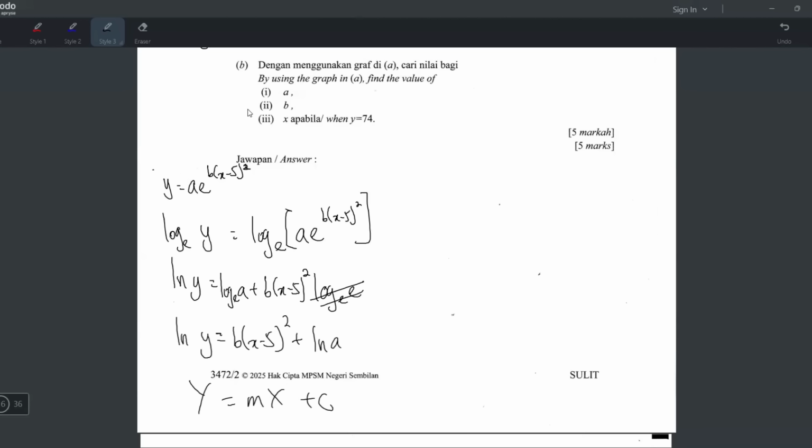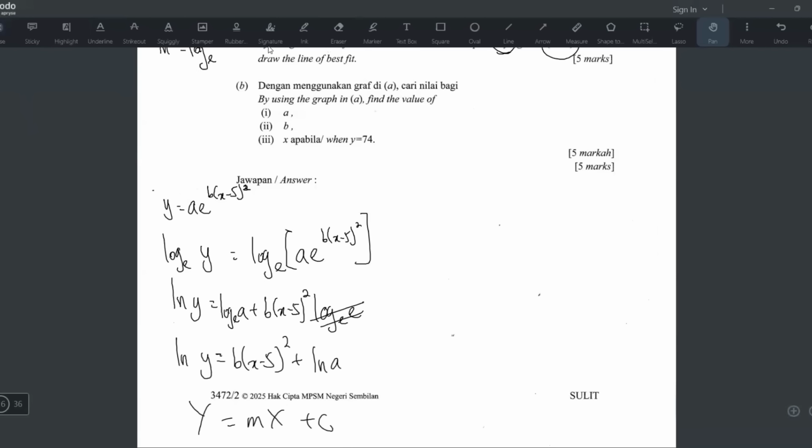Okay, and you need this when you do part b later. Yeah, because when you do part b later, they ask to find a, right? So how do you think you will find your a? You will use the y-intercept, right? But ln a is the y-intercept.